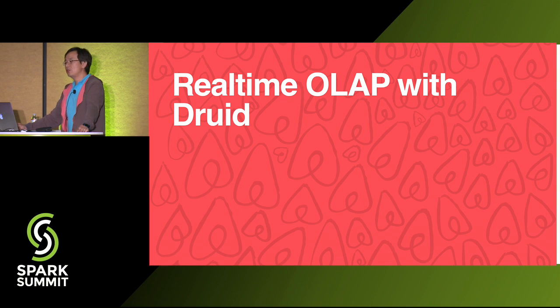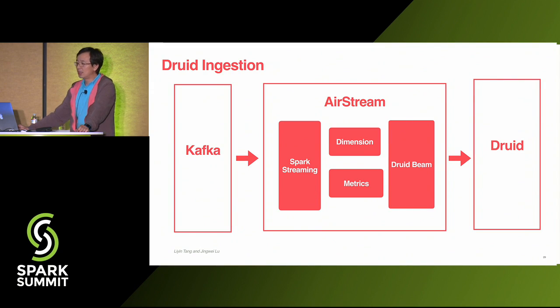Then the third major use case is how we do real-time OLAP analysis leveraging Druid and Spark Streaming. Again, this is the same as the previous example. This is Lambda architecture. What I show here is simply a streaming version of the pipeline. Data goes through Kafka, and the streaming job will separate the data into dimensions and metrics, and use the Druid Beam to send it to Druid to do the real-time indexing.